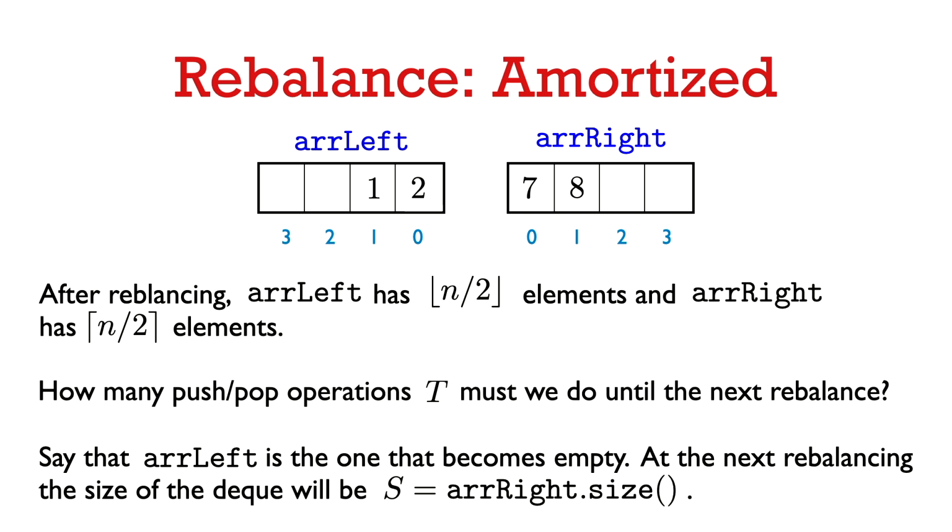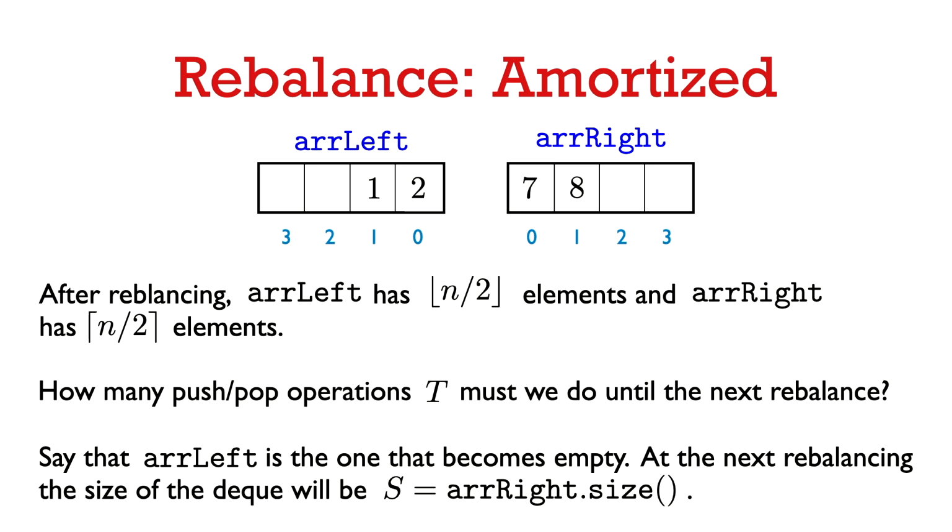So let t be the number of push and pop operations we do until the next time we have to rebalance. When we don't have to rebalance, we know that the pop operations can be done in constant time, and the push operations can be done in constant amortized time. So the total time until the next rebalance is at most a constant times t.